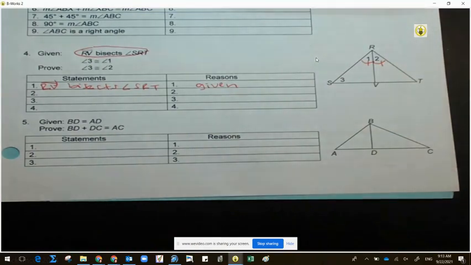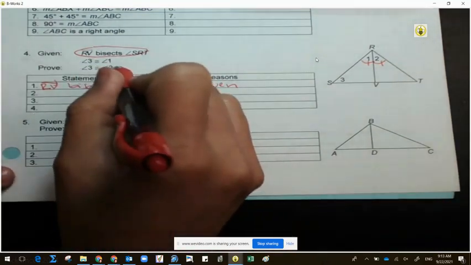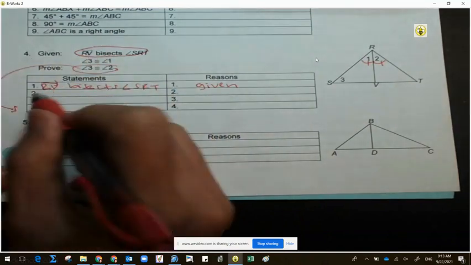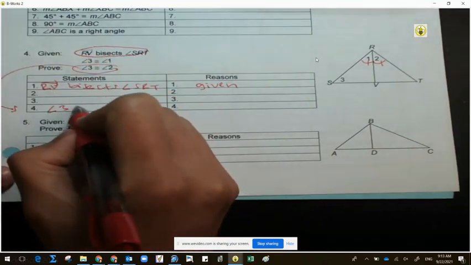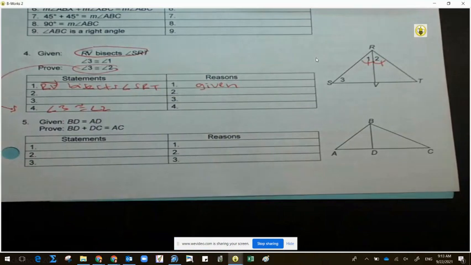Given. What can I write on statement number 4 without even thinking? Angle 3 is congruent to angle 2. There you go. The reasoning we don't know yet. How many givens did I give you though? 2. But I want to mention something real quick. I want to analyze everything about the given first.